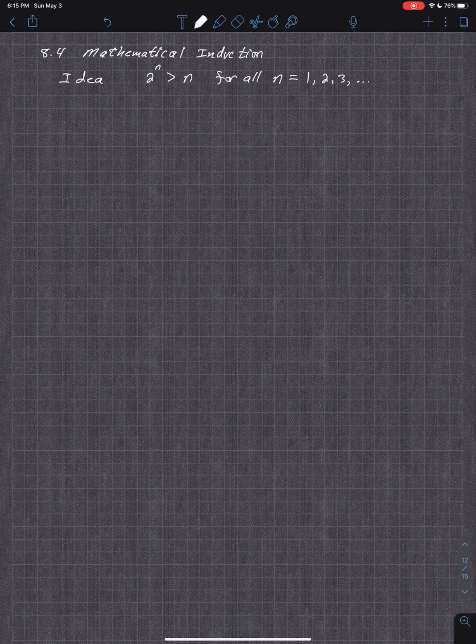So let's get started on 8.4, mathematical induction. So here's the idea. Is 2 to the n greater than n for all n equal to 1, 2, 3, etc.? And remember, some of our notation we use is the upside down A, which means "for all" n, and that's an element of the naturals. Those are natural numbers. So, is it true? This proof technique allows us to prove something like that.